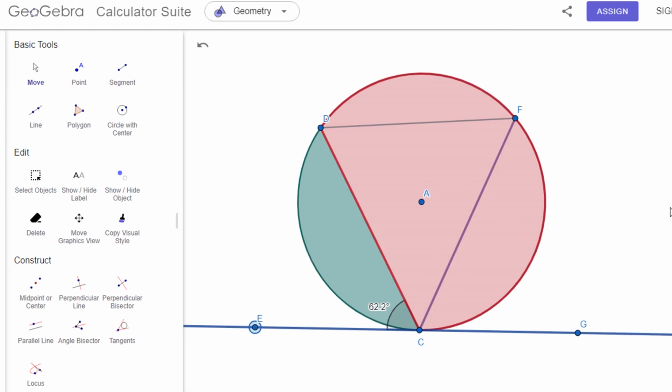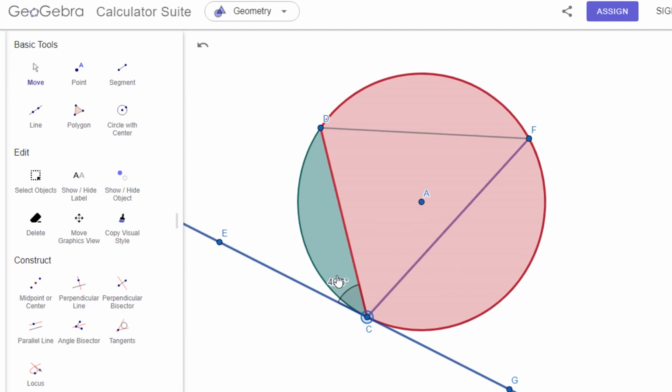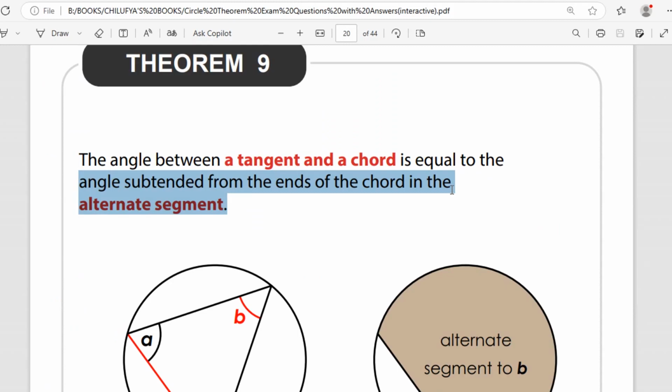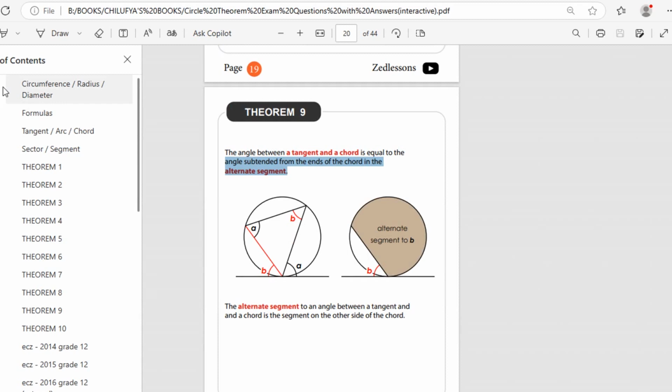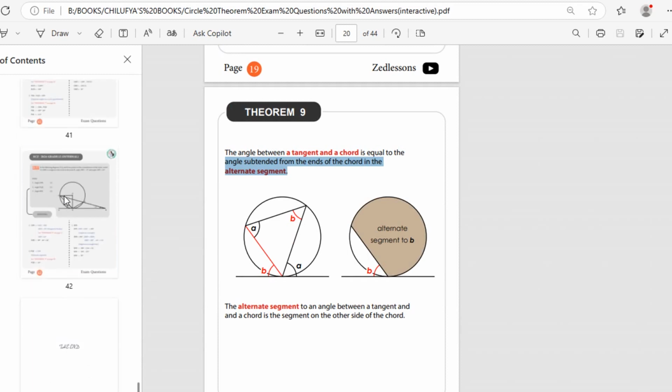So let me show you a scenario of how a question might come in the exam. We might have a question like this, then it comes in the exam and you are asked to find an angle here. Let me show you a question, by the way. If you look at the exam that came in 2024, last year.